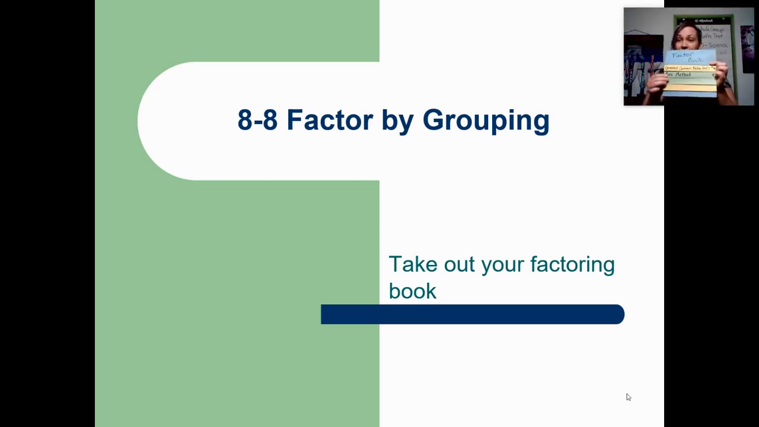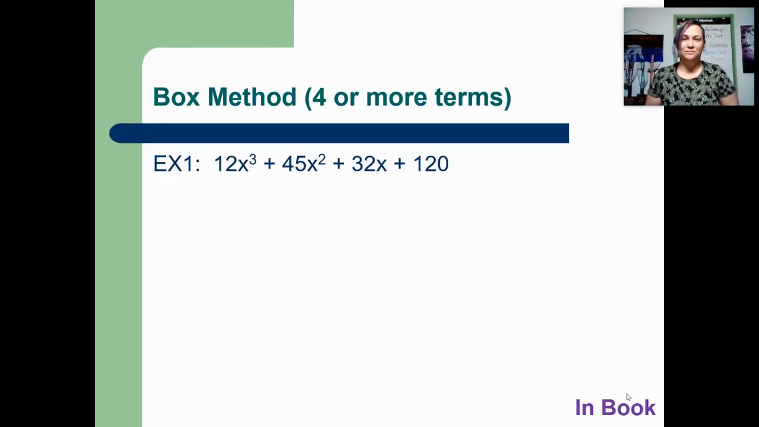Once you wrote down your title, go ahead and open up to the box method section. We're going to do a total of 5 examples in this section. So you can do the first 2 across the top and then the last 3 on the bottom. Let's get started with example 1. Again, the box method is used for anything that has 4 or more terms, but we're going to really just stick to 4 terms in this class.